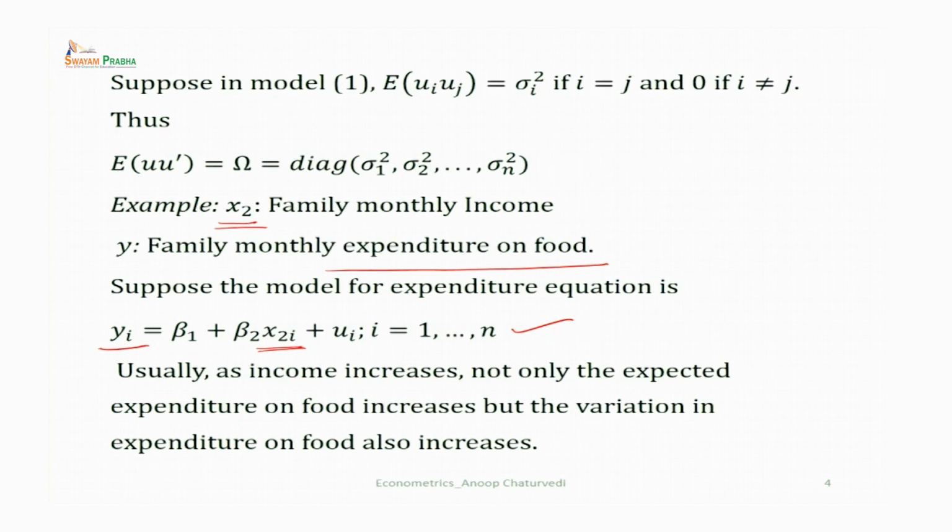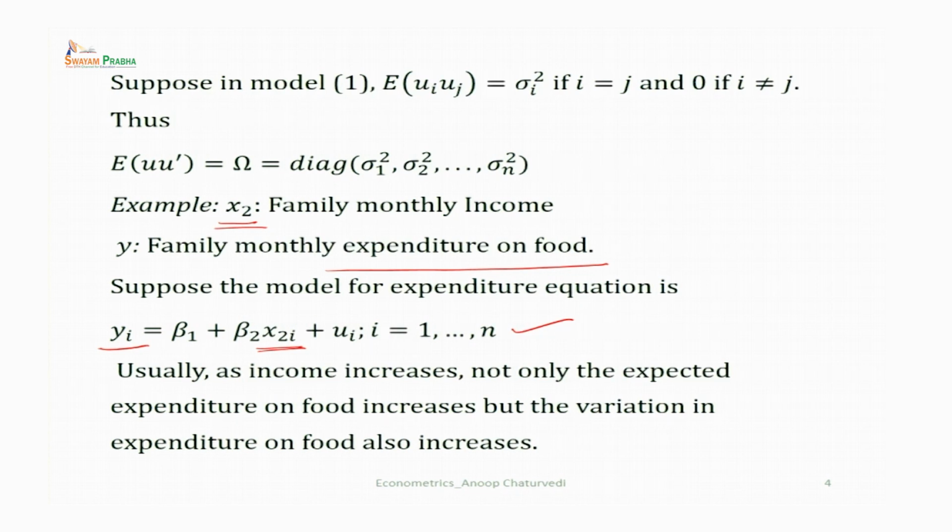So, if you have monthly data, then for lower income groups you may not observe too much variation. For families belonging to the higher income group, they do not have such kind of financial constraints. So, they have a lot of options. So, in some particular month they may go for some expensive foods, or in some other months they may go for some cheaper food.